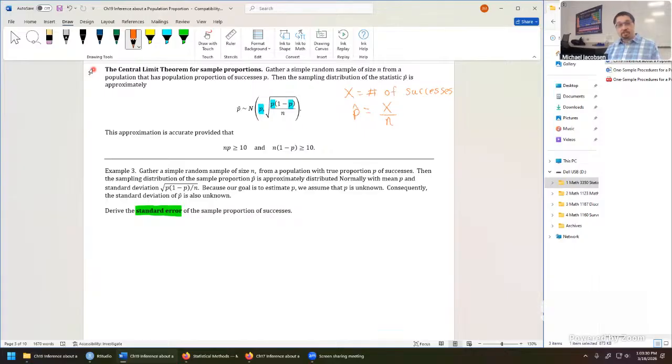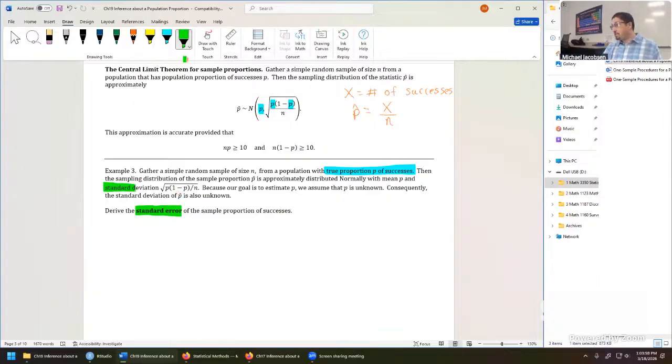Okay, so here's what we're going to do next. The moment we get our standard error, we're in business. We can jump right into the confidence interval procedure. So same kind of setting, we're going to assume we have a simple random sample of size n. The population has true proportion p of successes. And we want to know the sampling distribution of p hat. We know it's approximately distributed normal up here, and it has that particular standard deviation.